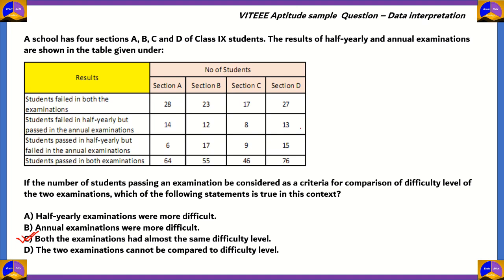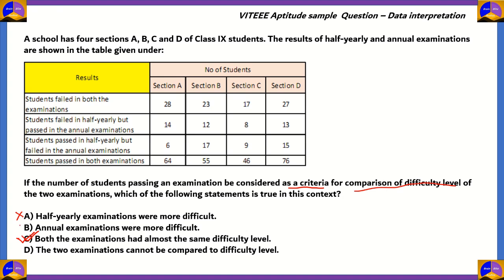So, the reason why we've concluded that option C is correct is because we're using the statement that the number of students passing an exam is a criteria for the comparison of difficulty level. So when we look at the other options, option A says half-yearly exams were more difficult, but since an equal number of students passed both exams, this conclusion is erroneous.